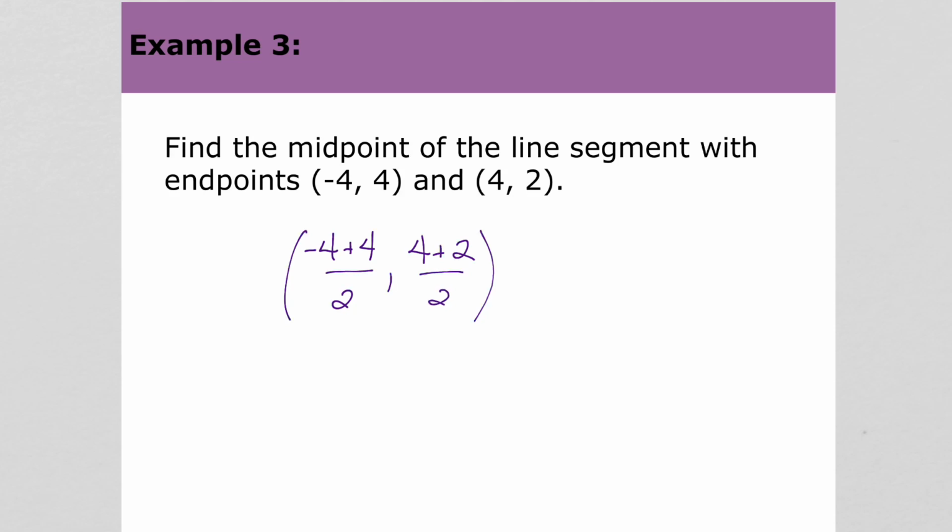Okay? So negative 4 plus 4 is 0. 4 plus 2 is 6. And so that gives us the point 0, oh, that's right. It's just different from my problem on my paper. So the point is 0, 3.